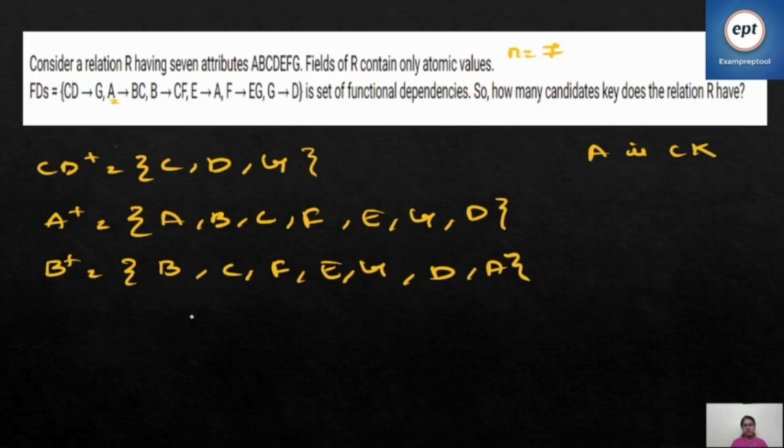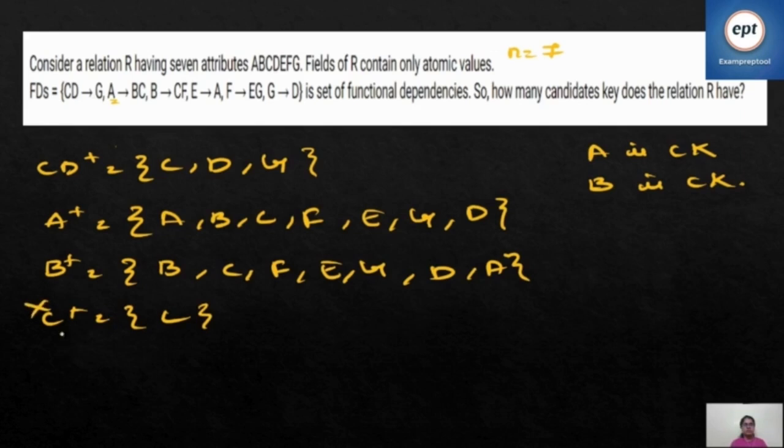Okay. So from this we can say that B is also CK. Yes, from this we can say that B is also CK. Okay, now let's check for C. So C is deriving C itself. Can we derive anything from C? No, we cannot derive. So that's why C is not CK.